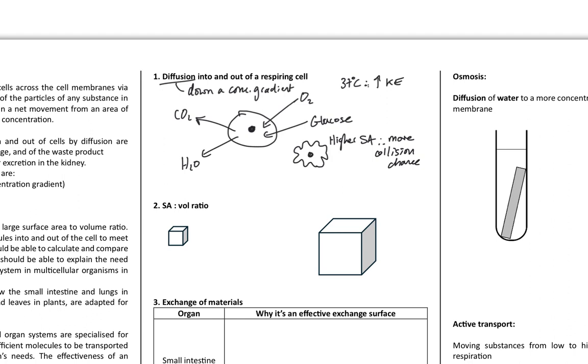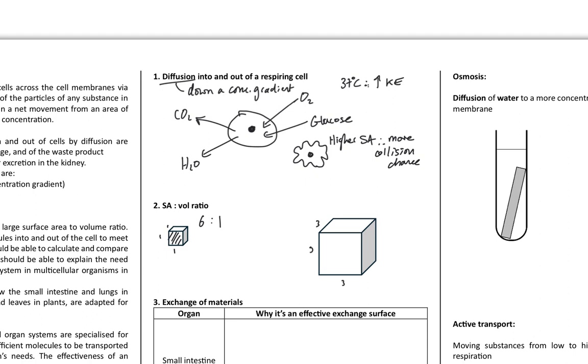I made a little cube here. This is 1 by 1 by 1. This cube over here is 3 by 3 by 3. So imagine that this one cube has got a surface area of 6 times 1 centimeter squared. So one face is 1 centimeter squared, or one squared. Let's assume it's a centimeter, and therefore it's got 6 faces because it's a cube. So it's got a surface area of 6, and it's got a volume of 1 centimeter cubed. Okay, so it's got a 6-to-1 ratio. It's got a very high surface area compared to its volume.